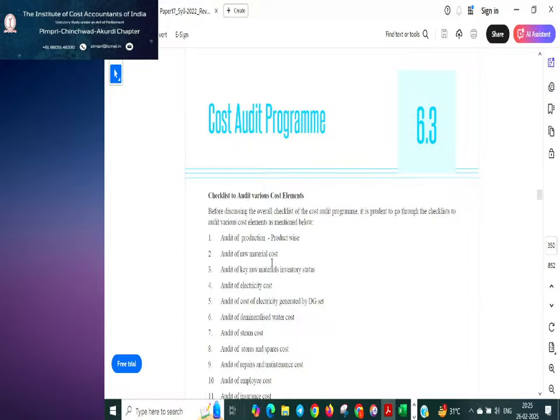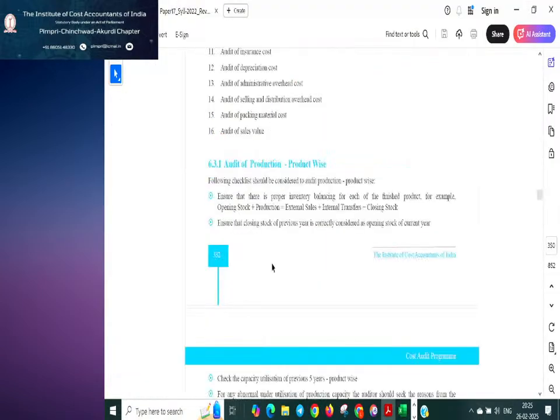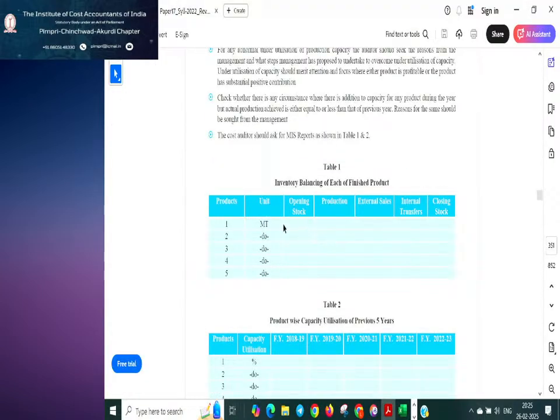What will it be in raw material? That will be consumption. So for example, if I am going to prepare a product wise statement, they have given a checklist: opening stock, production, external sales, internal transfers, closing stock. So I am going to prepare something like this. This is for the finished product. Are you able to understand?